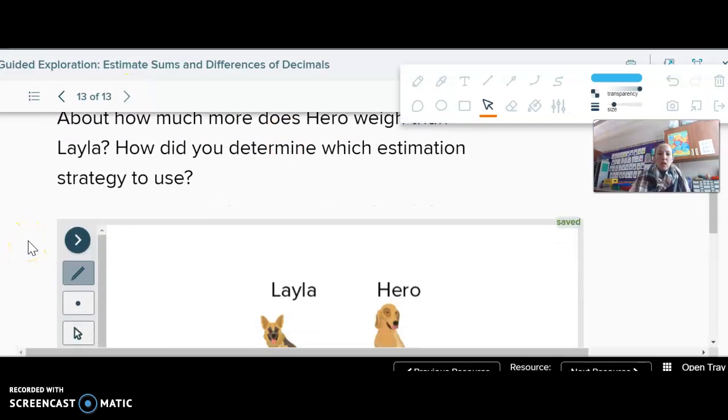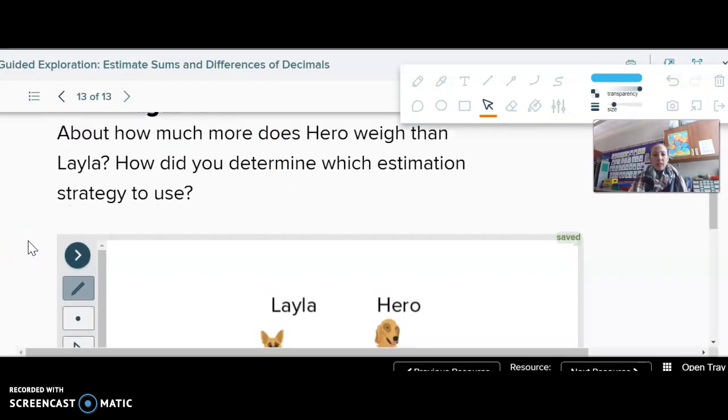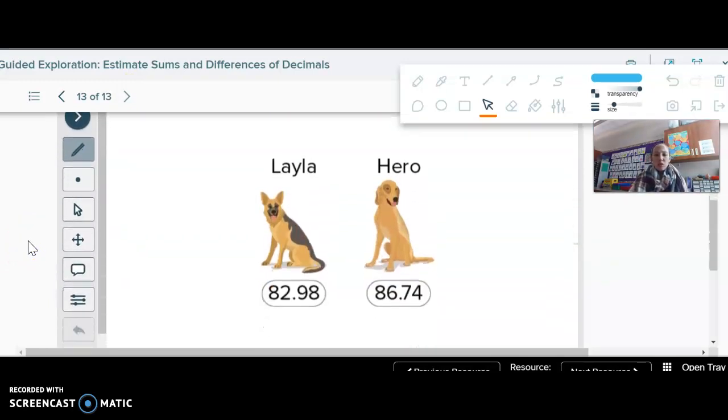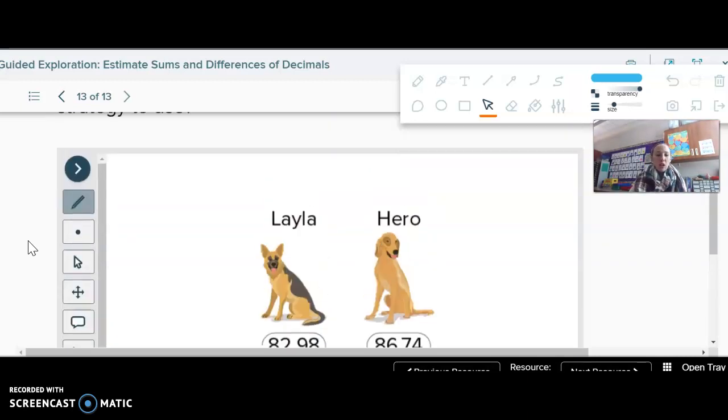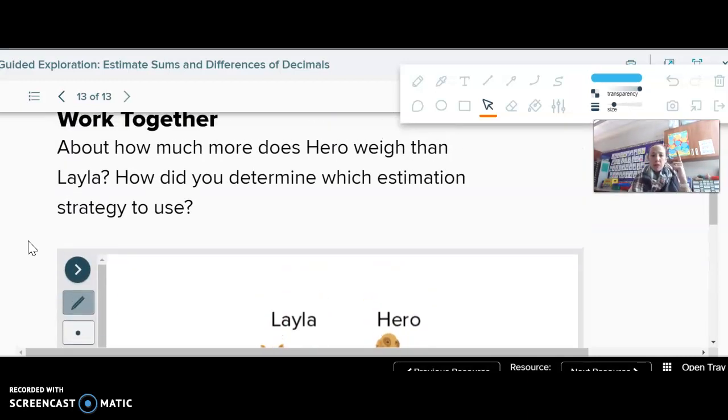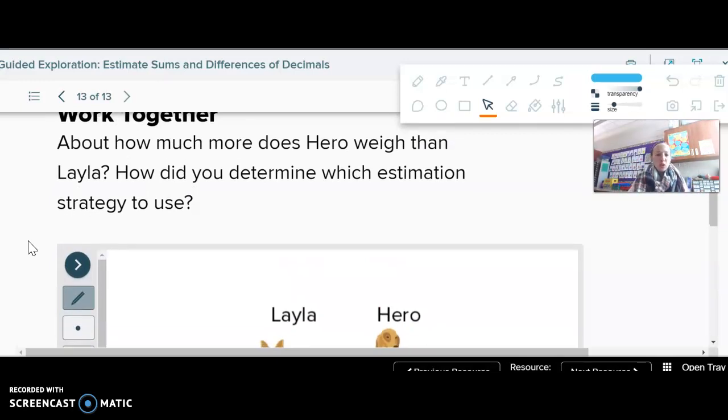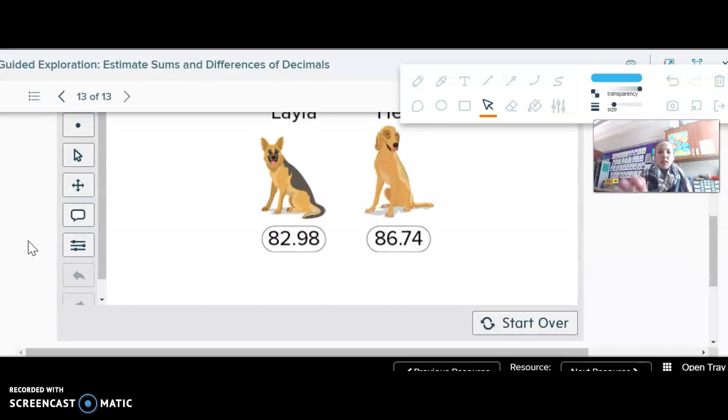So practice one. How much more does Hero weigh than Layla? Two doggies. So I can say, okay, 82.98, 86.74. About how much more? About tells me I can estimate. How much more tells me I'm comparing, so I should subtract. And then I like to generally use rounding.